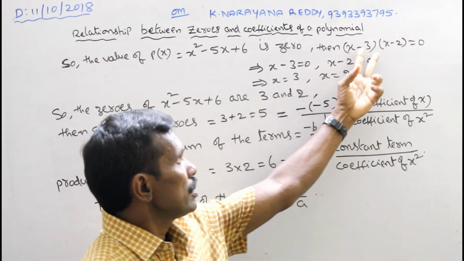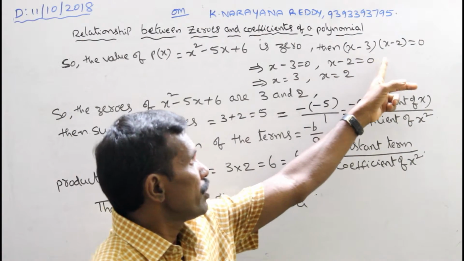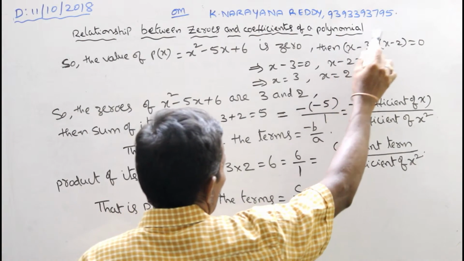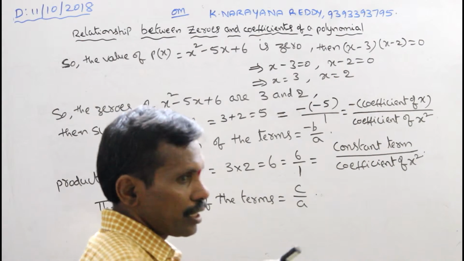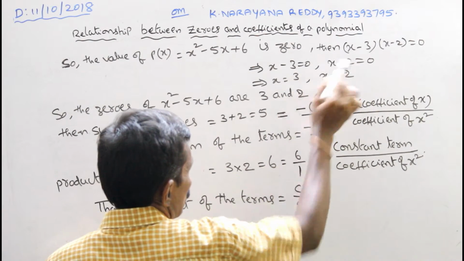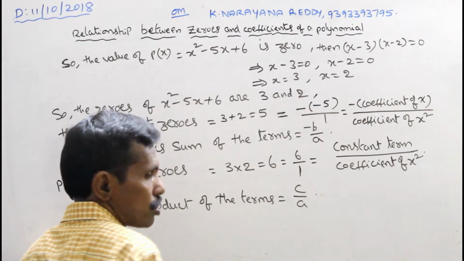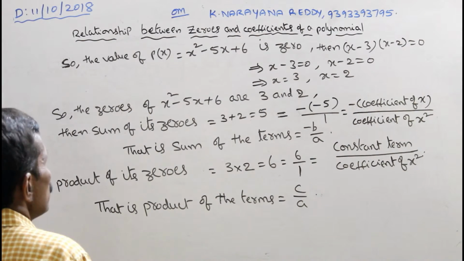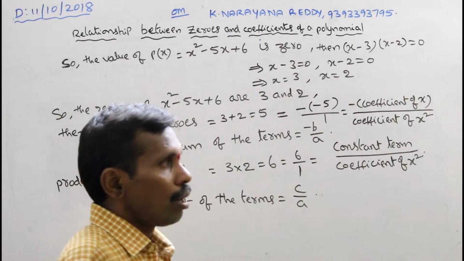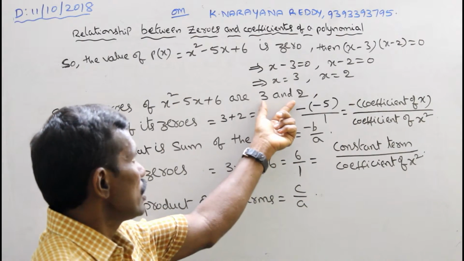Then this is the factorization. X minus 3 into x minus 2 equals 0. Now whenever product of 2 terms is 0, individually they are 0. That means x minus 3 equals 0 and x minus 2 equals 0. That means what? X is equal to 3 and x is equal to 2. Now zeros of the polynomial are 3 and 2. After equating this polynomial to 0, you get the answer 3 and 2.